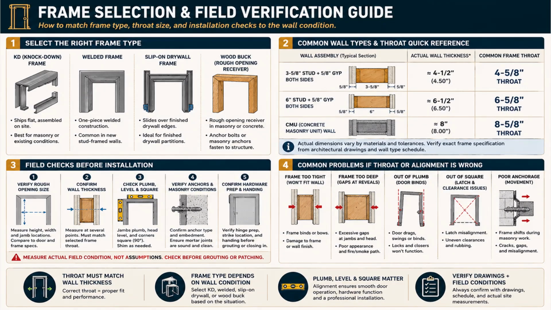This slide reinforces the frame material, so I'll move efficiently and highlight what's new. Panel 1 repeats the 4 frame types: KD, welded, slip-on drywall, and wood buck, with their best uses, so use it as your reference. Panel 2 is your throat quick reference, and it adds the actual wall thicknesses. A 3 5/8 stud wall with 5/8 gyp both sides is about 4.5 inches actual, taking a 4 5/8 throat. A 6-inch stud wall is about 6.5 inches actual, taking a 6 5/8 throat. A CMU wall is about 8 inches, taking an 8 5/8 throat. Same logic as before.